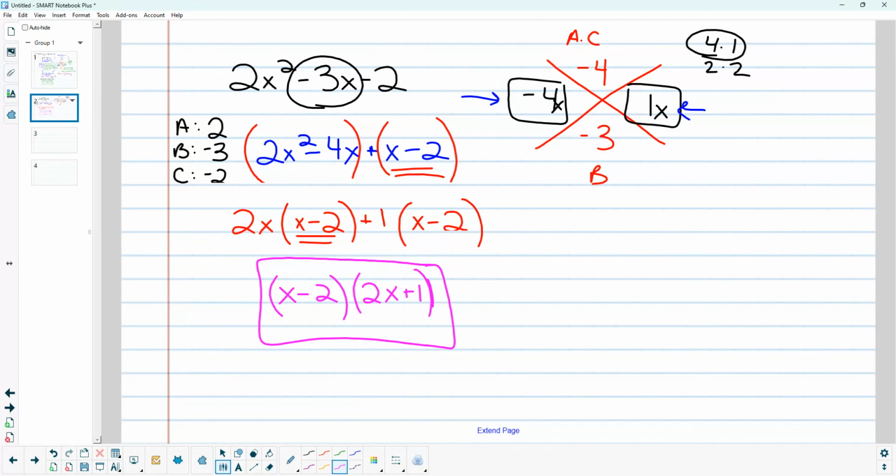Pretty straightforward. Let's do one more, just to see one more. This one's going to look like 2a squared plus 7a plus 6. So a's instead of x's, but the same idea. So big A is 2, big B is 7, and C is 6. All right, so put this in our x.